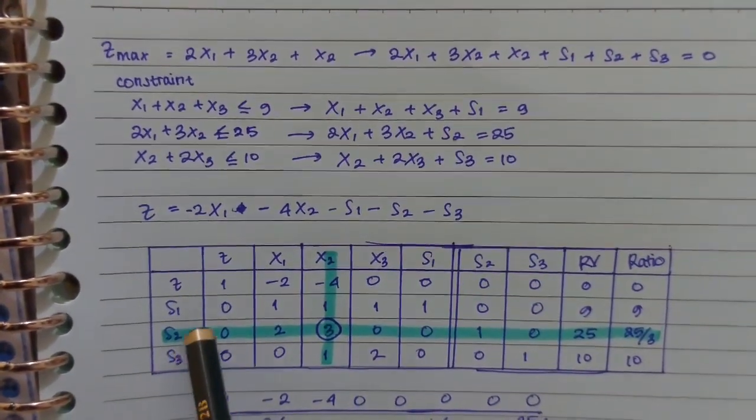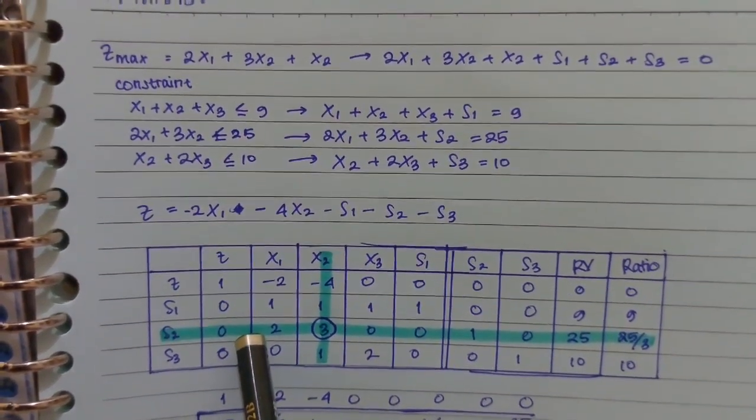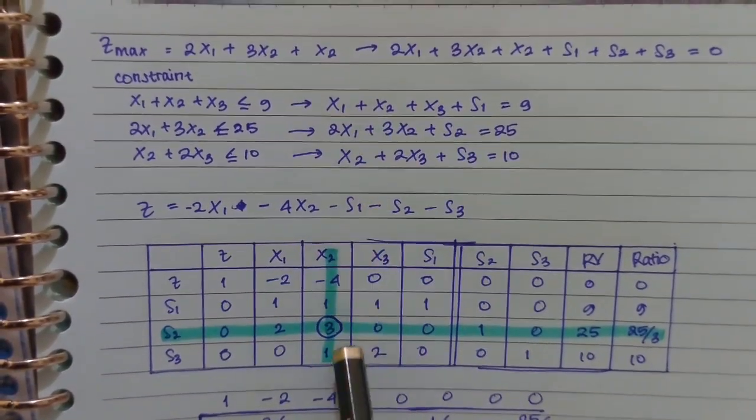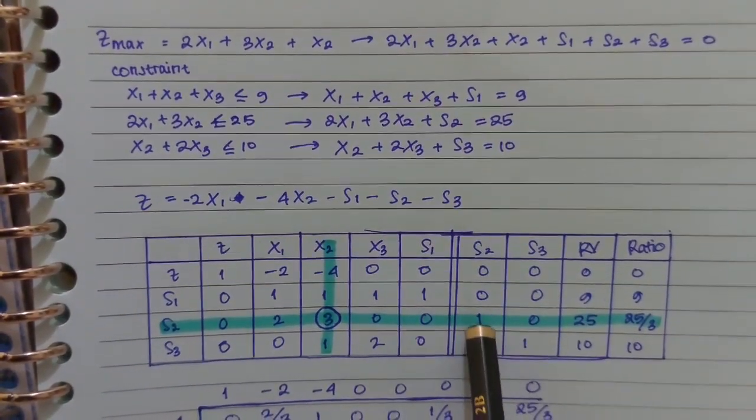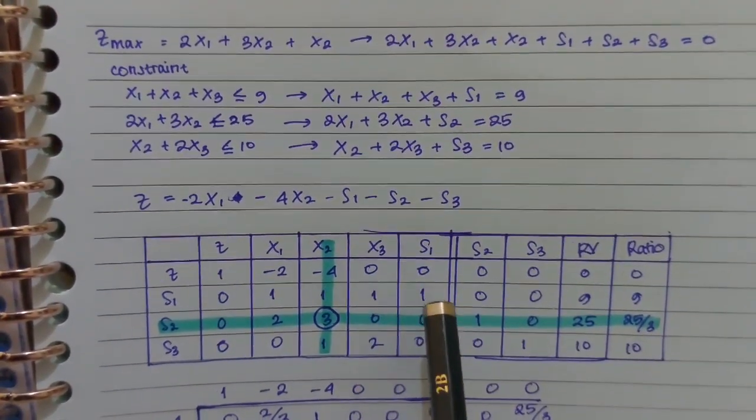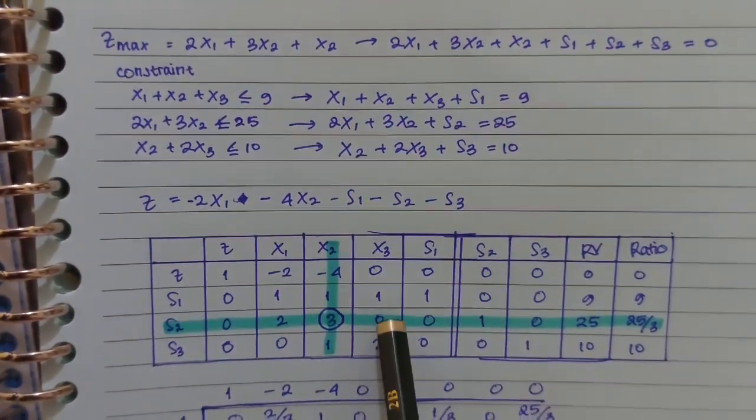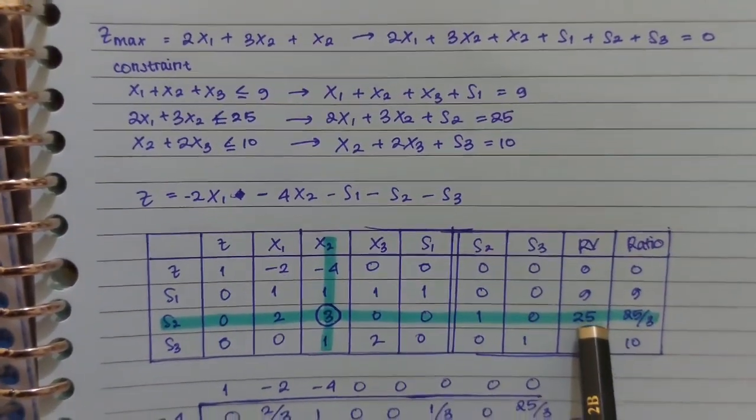Next, S2. The z value is 0 as well because there is no z here. And x1 is 2, x2 is 3, and s2 is 1. There is no x3 and s1 and s3 here, so we put 0. And the right value is 25.